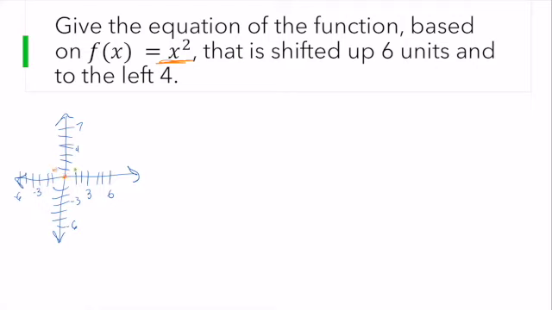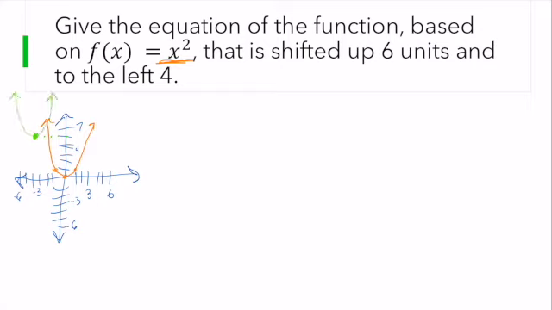If you aren't sure how to graph it, plug in a few points, but we should all know it looks like this. Now, I want to shift my graph up 6 units. So when x is 0, I want my y to be 6. So I'm shifting up 6. This little green dot right here. But then I also want to go 4 units to the left. So this is going to be my new vertex.